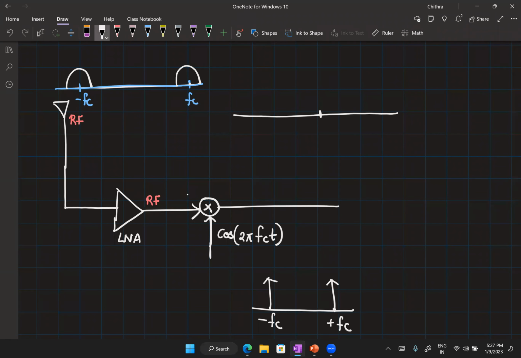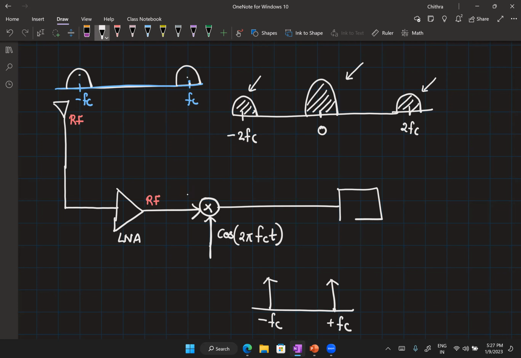So you will find that at 0, you will have both of these appearing. So you have your baseband signal here. Then you will also have signal information at 2FC and minus 2FC. But the information that we need is at baseband. We don't want these two portions within the spectrum. So what should be the next block? Yeah. So we filter it using a low pass filter.